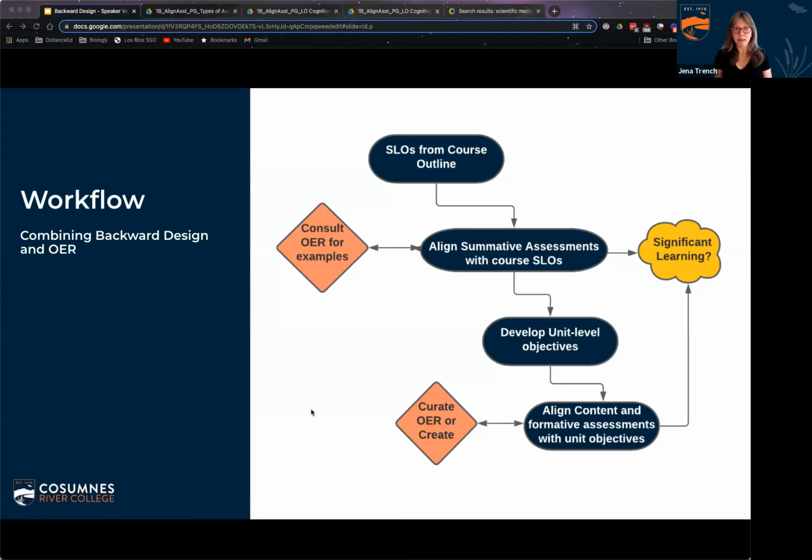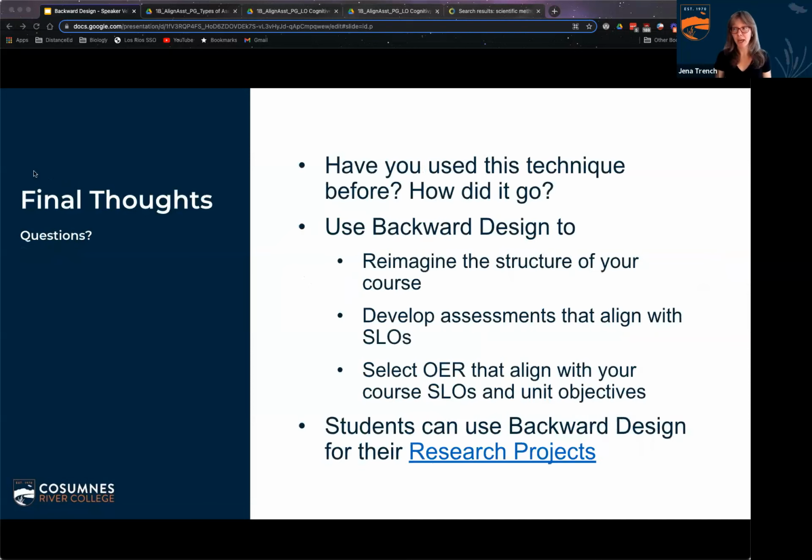Okay, so we're finishing up a little bit early. But I'd like to hear from you all. Have you used backward design before? Have you tried it? And how did it go? I'd love to have some personal stories added to the archive of this recording if you've got them and you want to share.